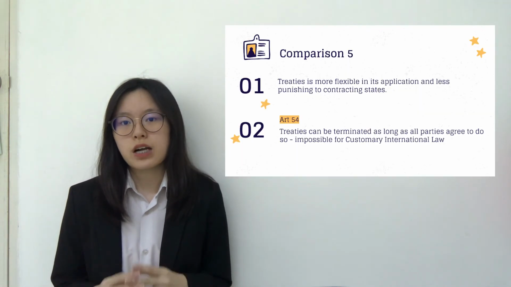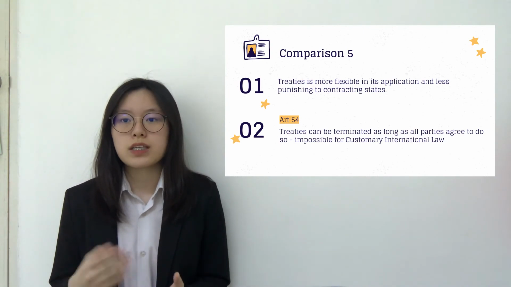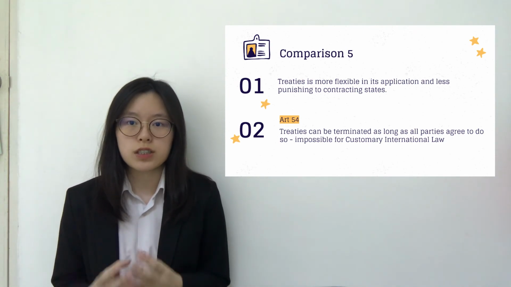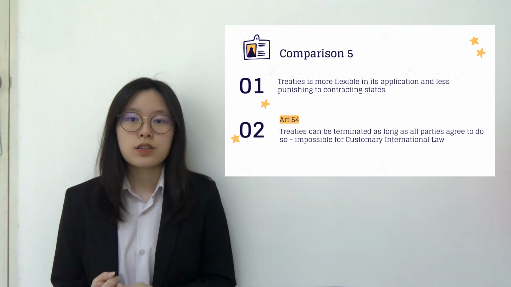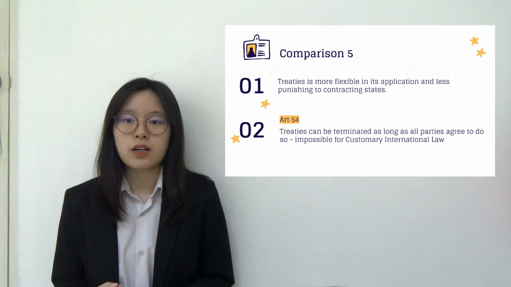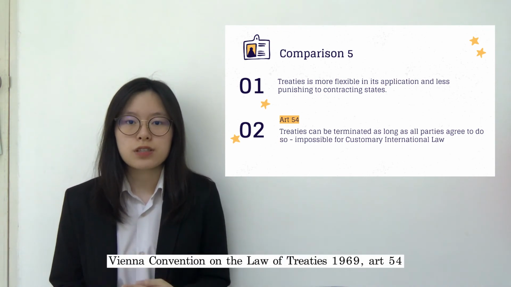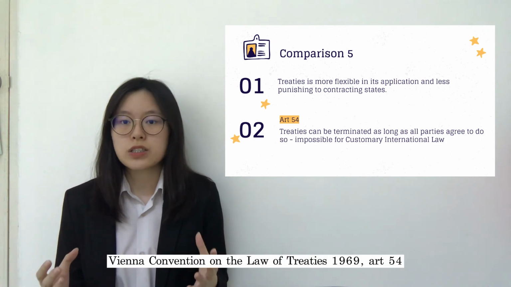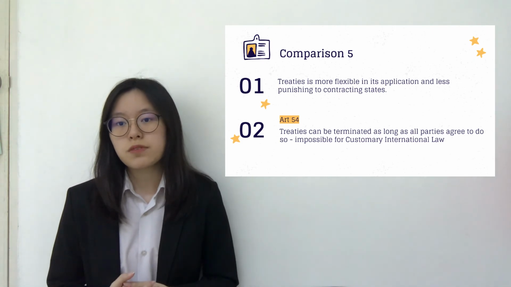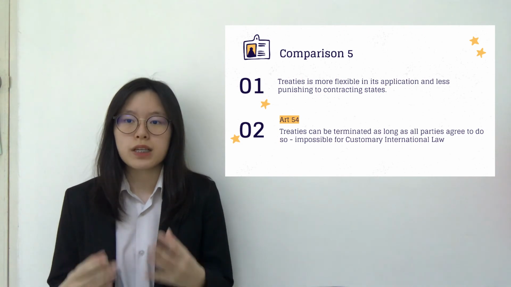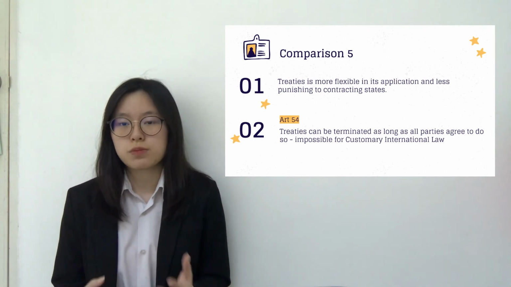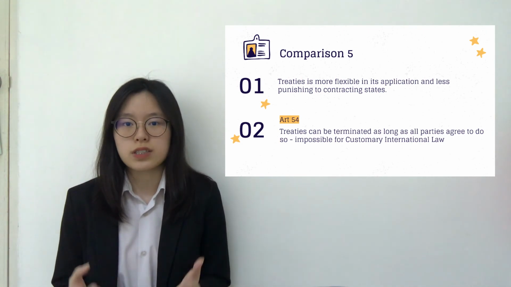This further supports the argument that treaties are more flexible in their application and thus less punishing to contracting states when things change and they wish to retract from the treaty. The greatest flexibility is provided by Article 54, which allows the treaty to be terminated as long as all parties to it agree to do so. For customary law, this is impossible because there is no specific state to look to for obtaining consent in order to exclude the application of the customary law in your state.